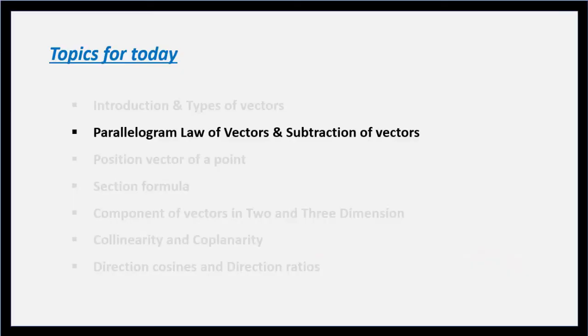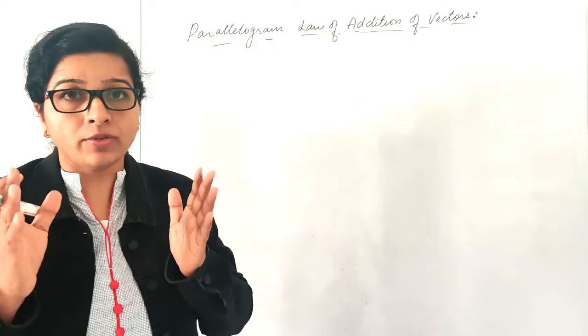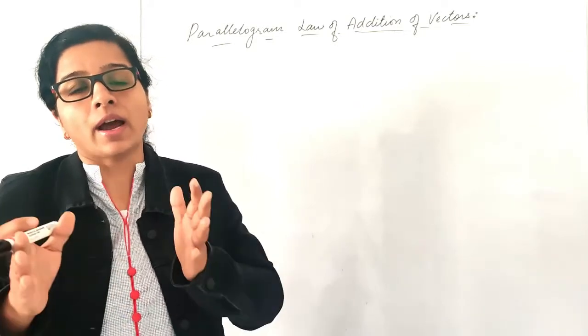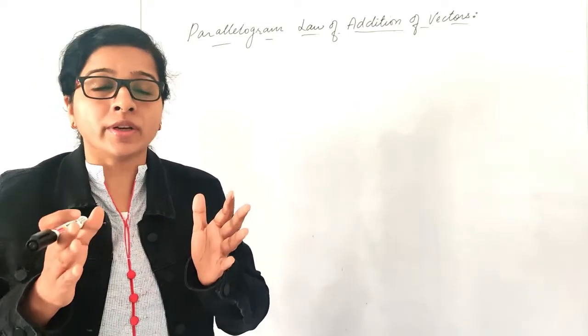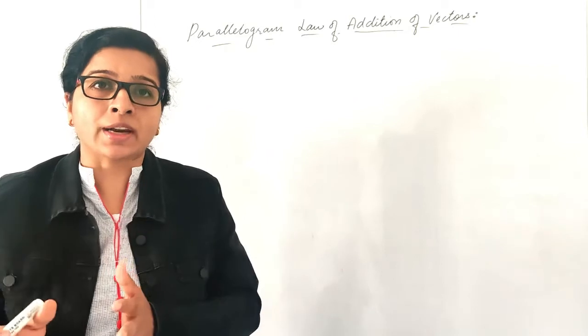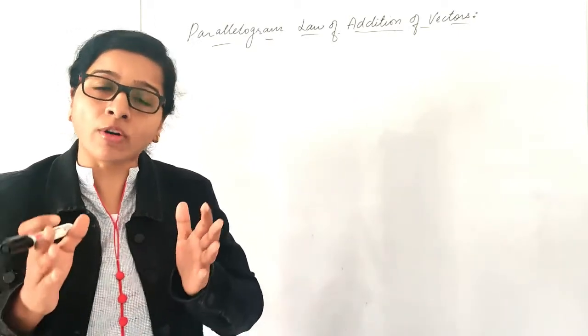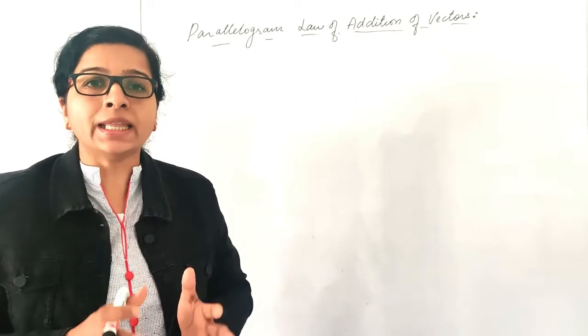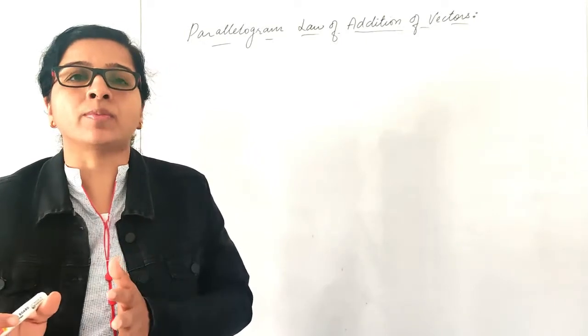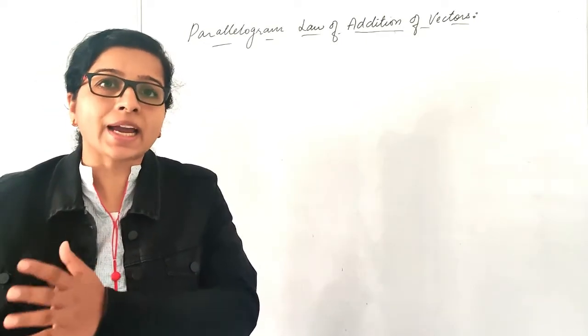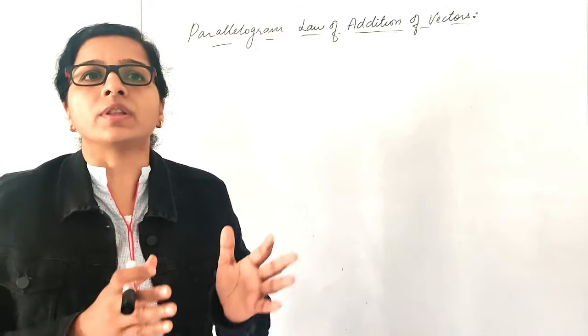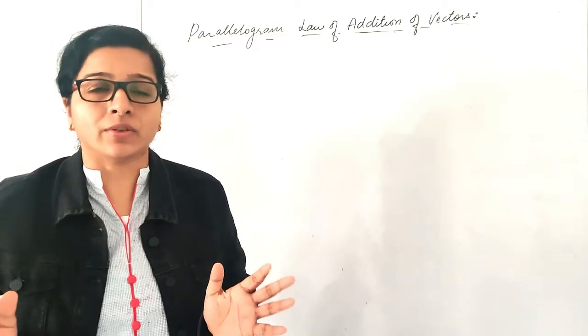So now let us learn the parallelogram law of vectors. If two vectors, A vector and B vector, represent in magnitude and direction the adjacent sides of a parallelogram, then their sum is represented by C vector as a diagonal which is co-initial with these two adjacent sides, right?